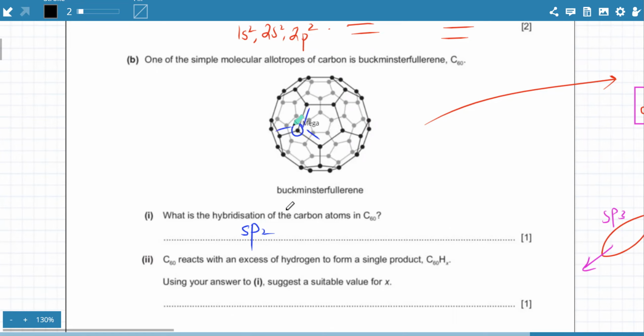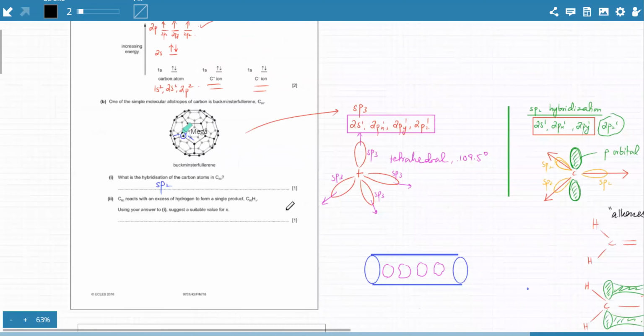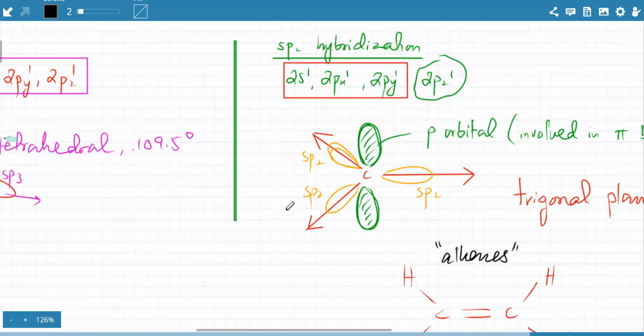Next one: C60 reacts with an excess of hydrogen to form a single product. Use your answer to suggest a suitable value for X. So C60 is reacting with hydrogen. What did I tell you about hybridization? In sp2 hybridization, 3 orbitals of the carbon have already bonded, so there's only one spare orbital left. If hydrogen is reacting, each carbon can make an extra bond if it's capable. So it's only going to make one extra bond. Carbon is already making 3 bonds.